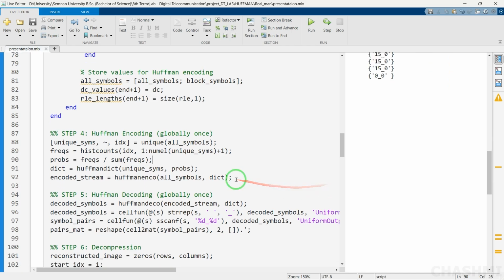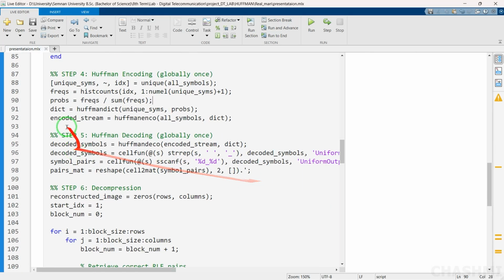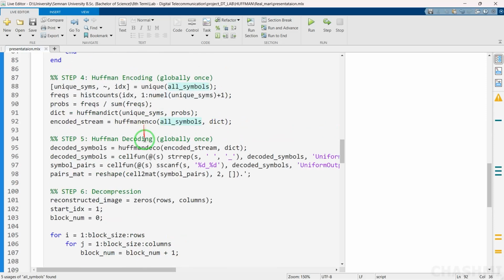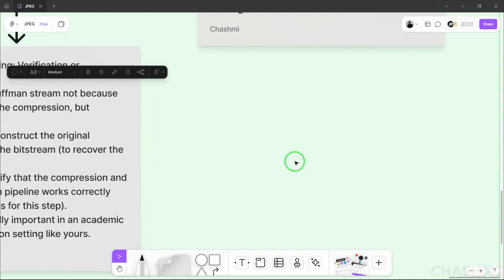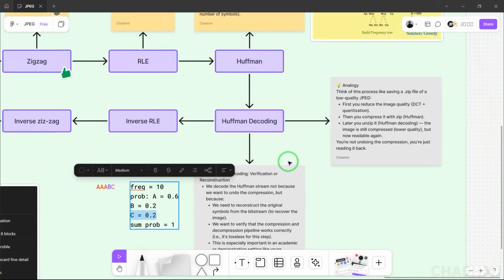All right, so we would just get a bit stream in the output, and that's the probability, the frequency, and the sum of all frequency. That's obvious, I just said it in here. And we are going to make a dictionary for the Huffman encoding. So we're just going to take the unique symbols and the probability, and here we are going to do the encoding. So at the end of the line, we would have some bit streams.